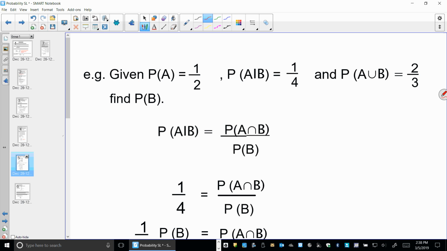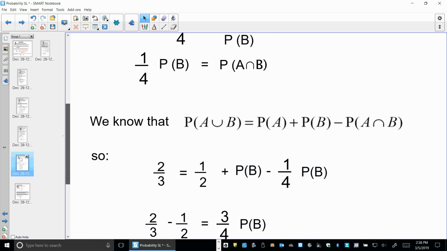This one's a bit more complicated. Given that we know the probability of A, we know the conditional probability of A happening given that B has, and we know the union, we need to find the probability of B. The fact that they've got the union and the probability of A, and they've asked us for the probability of B, would lead me to think we're going to be using this formula at some point.